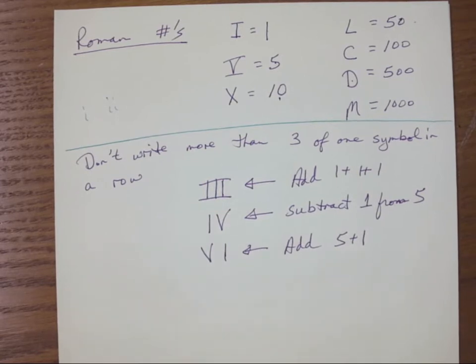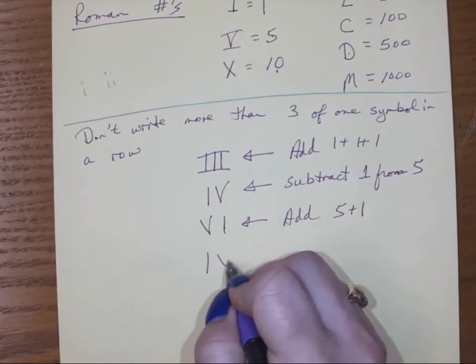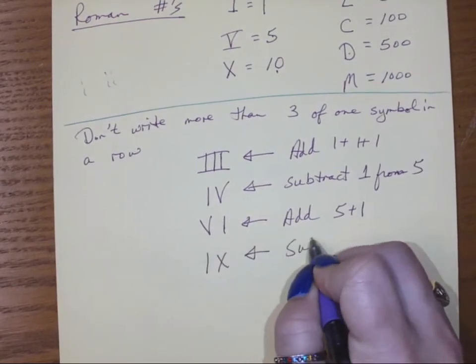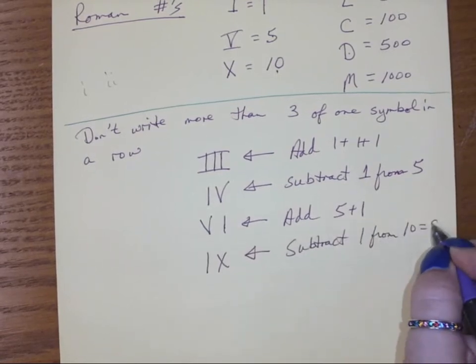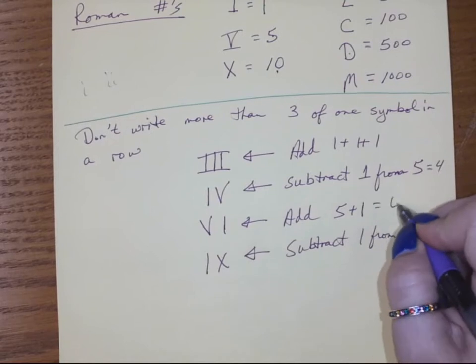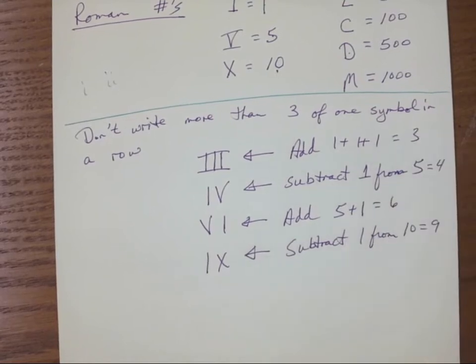They only do it whenever we're getting really close to the next number, like you'll see IX means subtract 1 from 10. We know that's a 9. I'll go ahead and put my totals there. Okay, so they'll do that.